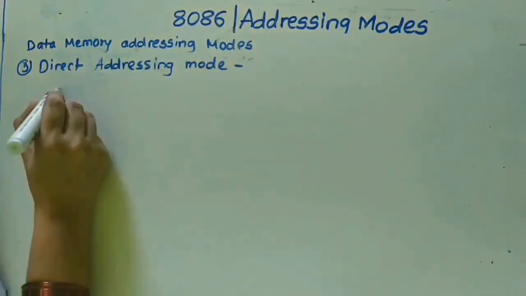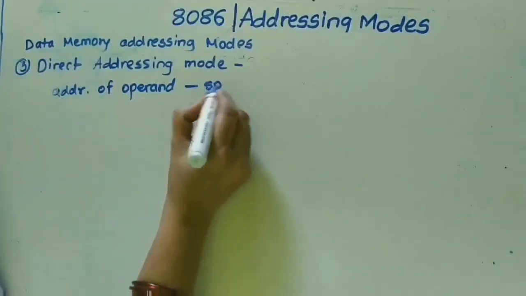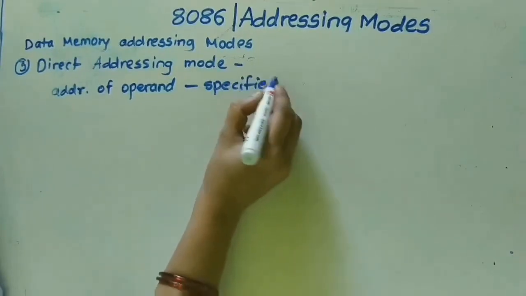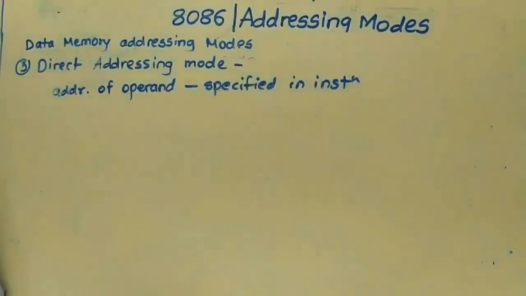Means here the address of the operand is specified in the instruction. In this case, when the microprocessor fetches the instruction, then the microprocessor will get the address from that instruction. Then the microprocessor will go to this address in the memory to perform the specified operation.